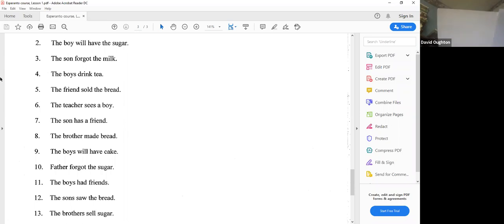And one more, number 20. The teachers, we know that's the subject. What do they drink right now in the present? What do they drink? Coffee. So Leo, what would 20 be?